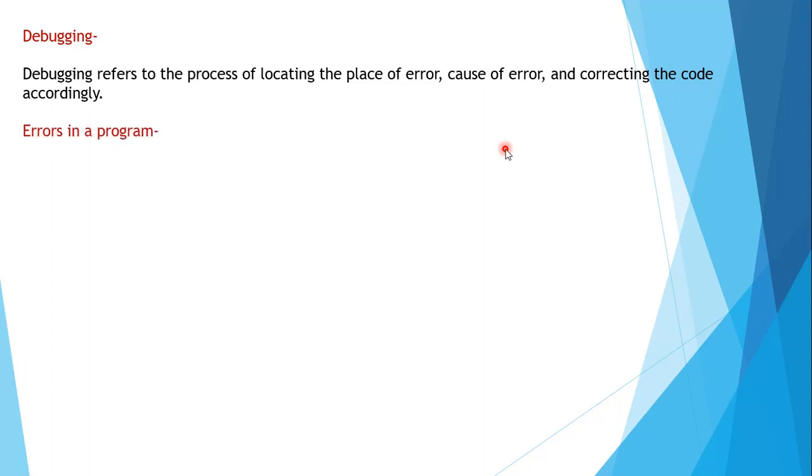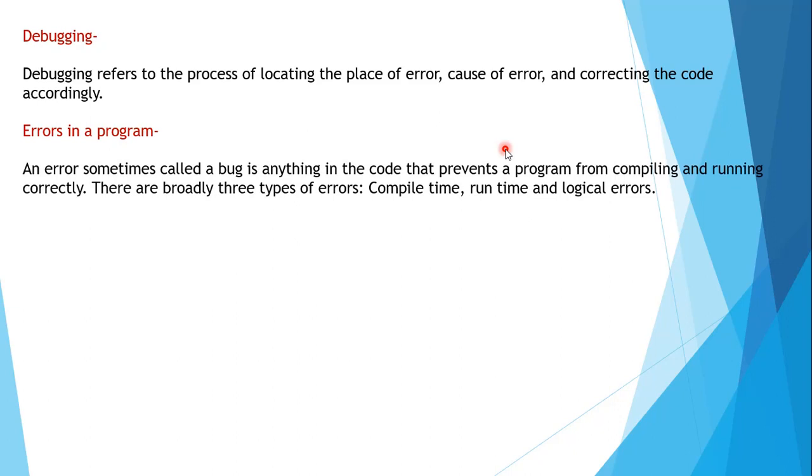Now let's see what are the different errors in a program. An error, sometimes called a bug, is anything in the code that prevents a program from compiling and running correctly. Since you have already done programming in Python in classes 9th and 10th, you must have witnessed these things. Whenever you were writing code in Python, at some instances you got an error, like a particular line was not right or the indentation was wrong. All those things were the errors you faced in programming.